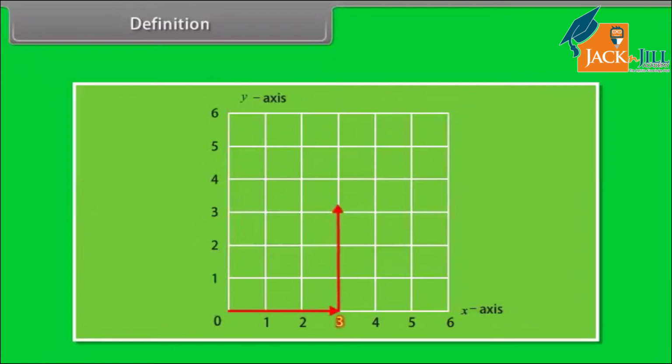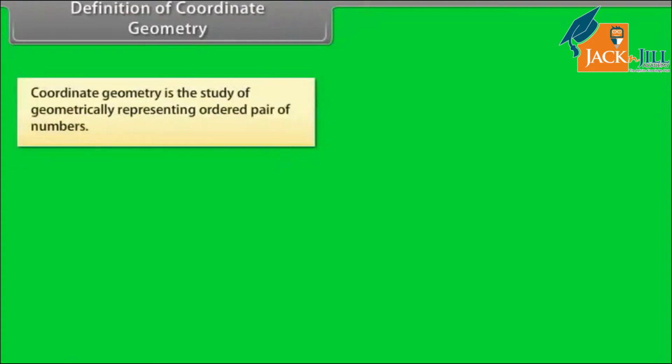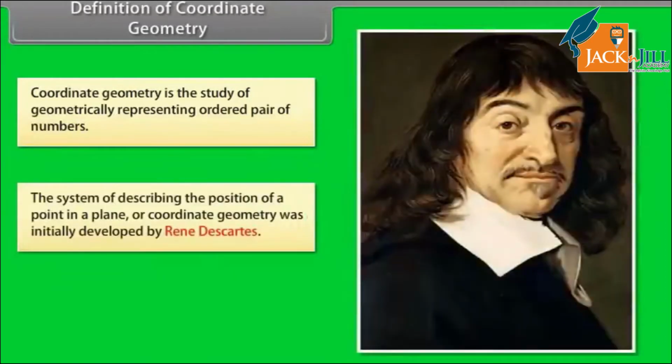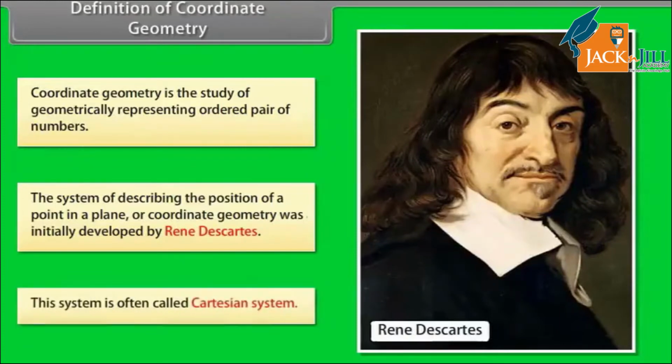Coordinates. An ordered pair of numbers that give the location of a point on a grid. (3, 4). Definition of coordinate geometry. Coordinate geometry is the study of geometrically representing ordered pairs of numbers. The system of describing the position of a point in a plane, or coordinate geometry, was initially developed by René Descartes. This system is often called the Cartesian system.